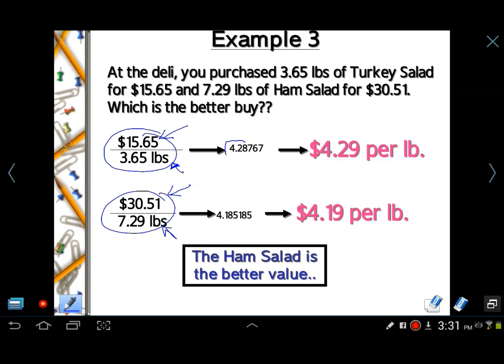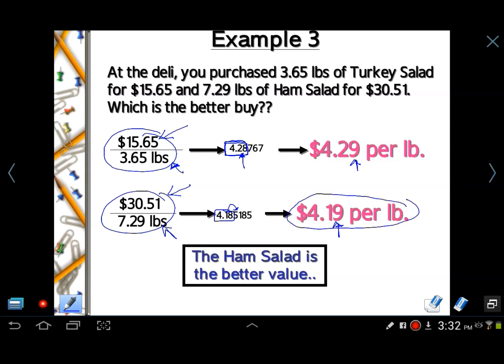You don't want to put too many numbers past the decimal. This is a dollar amount. So that 8 was next to a 7, so it rounded up to a 9. That's why I have 4.29. Right here, I have 4.18, but that 8 is next to a 5, which makes it round up as well. So that turns into a 9. Now it's pretty clear from these two prices which one is the better buy.